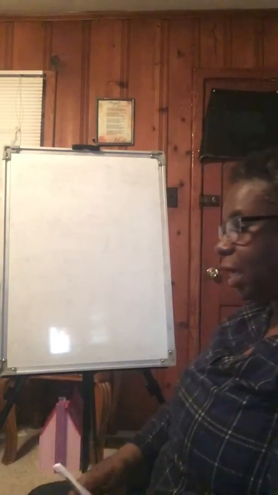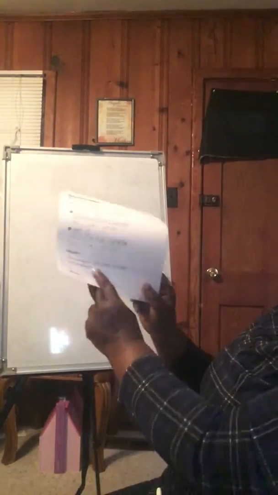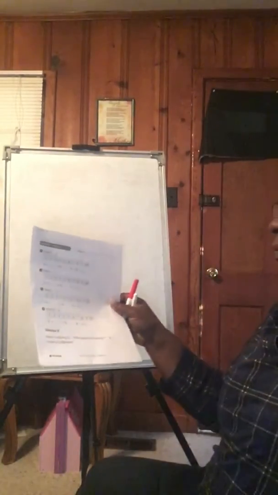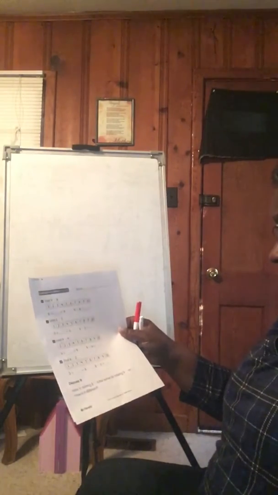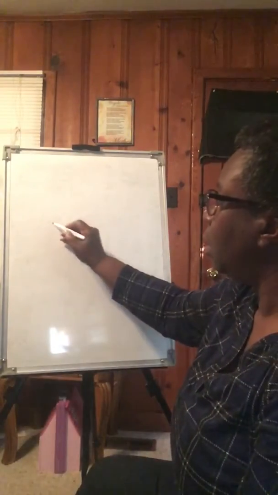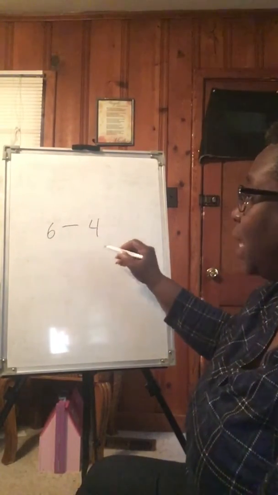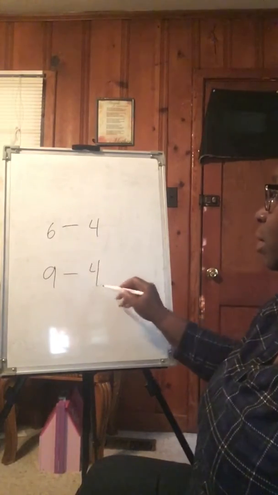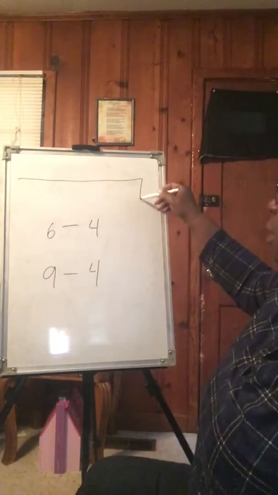Okay, welcome back. Discuss it. How is solving 6 minus 4, which is at the bottom of your paper, the same as 9 minus 4? 6 minus 4 and 9 minus 4. Okay? So let's write both of those on our board. 6 minus 4, the same as doing 9 minus 4. Let's draw a number line. Let's see if we can find this one out.